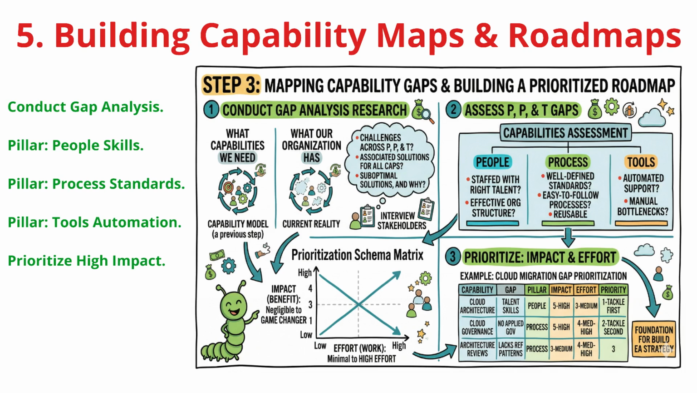You must prioritize. Map your gaps to a schema based on 2 factors, impact and effort, quantifying both from 1 low to 5 high. Using this simplified scoring allows your priorities to take immediate shape. Look at our cloud example. The skill deficiency in cloud architecture has a high impact and medium effort, making it the clear first priority. This data-driven approach ensures you invest your resources where they deliver the greatest return, providing the solid foundation to build and execute your unique enterprise architecture strategy.